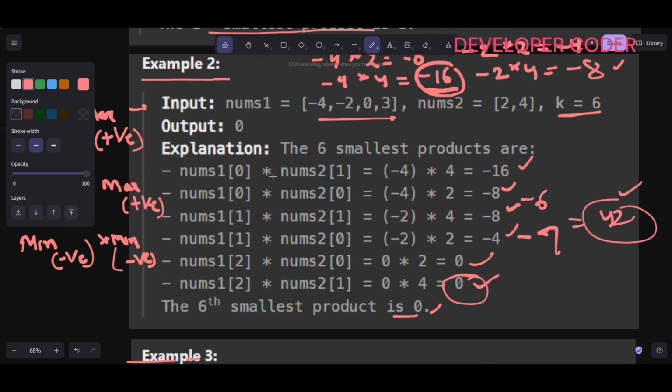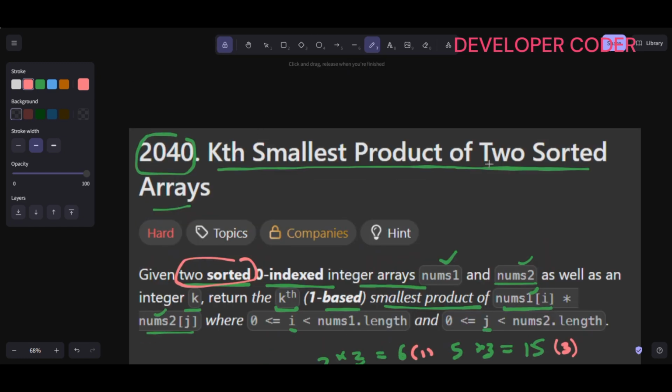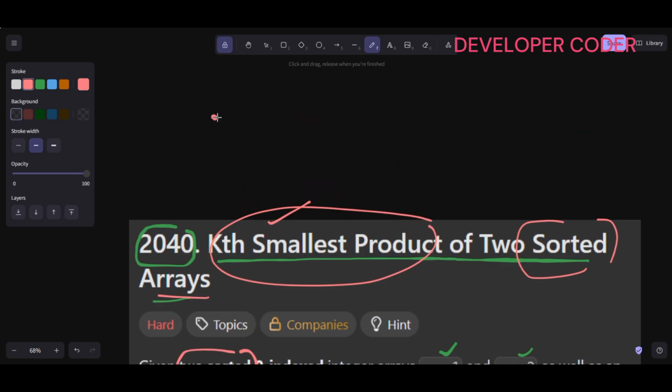Okay, so this is what we are actually doing, right? You are clear, right? Why what we are returning? We are returning the kth smallest product. Okay, kth smallest product of two sorted arrays. Okay, arrays are sorted. All right. So here, if you see the problem statement itself, we are talking about the kth smallest product. Okay, so we have some range of answers. All right. Okay, so among them we have to find out the kth smallest.